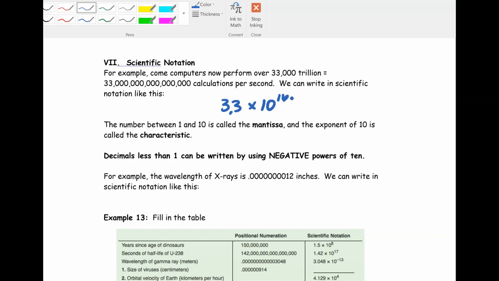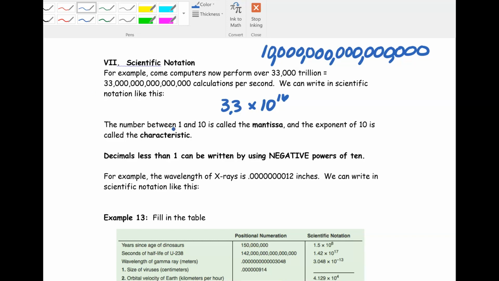Basically, what this 16th power means is it's a 10 with 16 zeros. And the cool thing about multiplying by factors of 10 is that it tells us to just move that decimal over to the right. So if we take this decimal and move it 16 places, then we get the number that we started with.